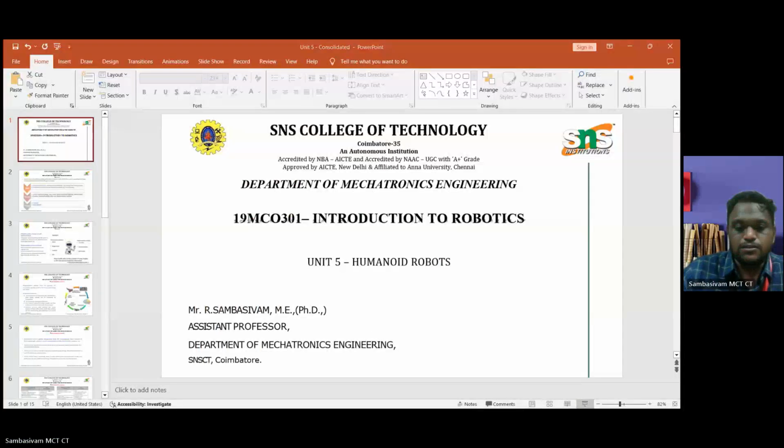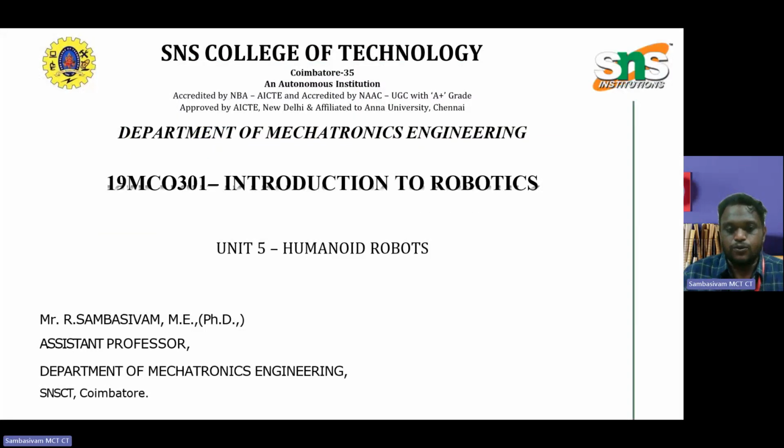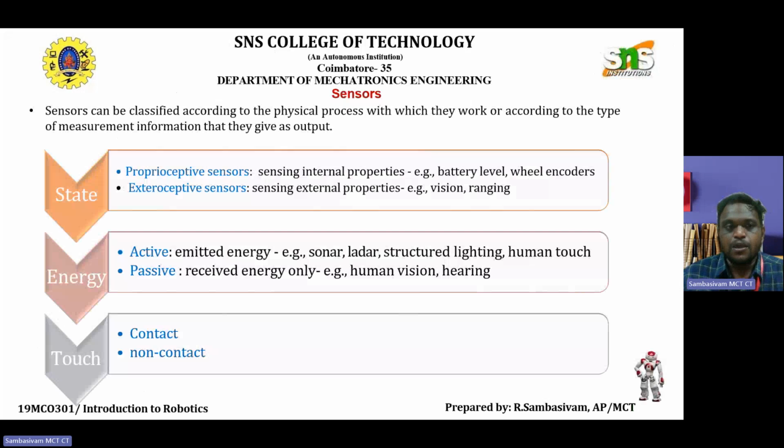So as I said about the sensors, they always give an input to humanoid robots. Sensors can be classified according to the physical process by which they work, or according to the type of measurement and the information they give as an output. Based upon that, the sensors are categorized mainly into three categories: state, energy, and touch.